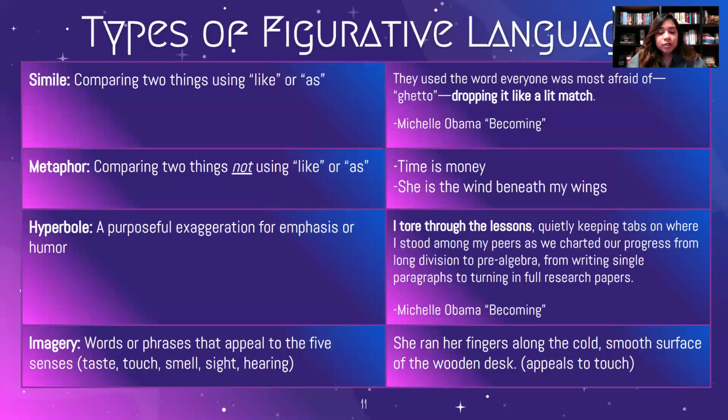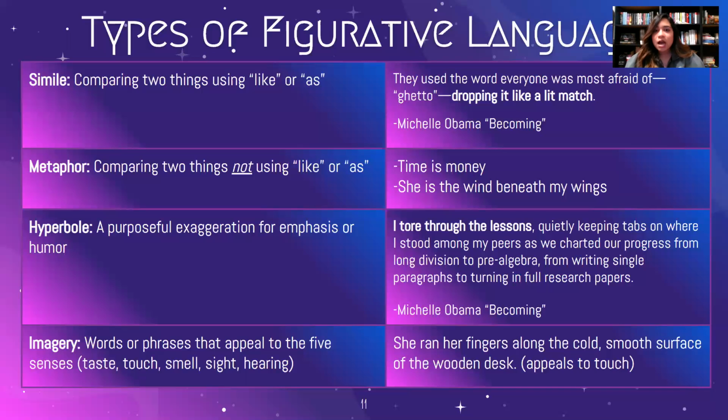And then we have imagery, which if you see this example, it's the one that I gave you guys 2 seconds ago. But imagery is words or phrases that appeal to the 5 senses, and our 5 senses are taste, touch, smell, sight, and hearing. And so the example says, she ran her fingers along the cold, smooth surface of the wooden desk. Instead of saying she touched the desk, we're saying she ran her fingers along the cold, smooth surface of the desk. And so now we know it's cold, we know it's smooth, and we know it's wooden, right?